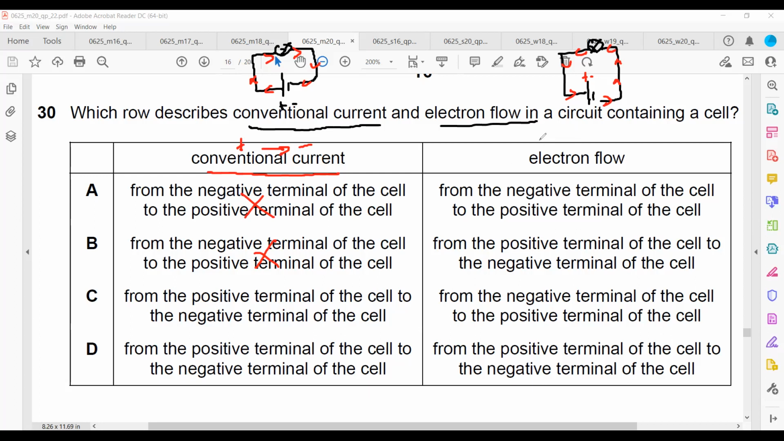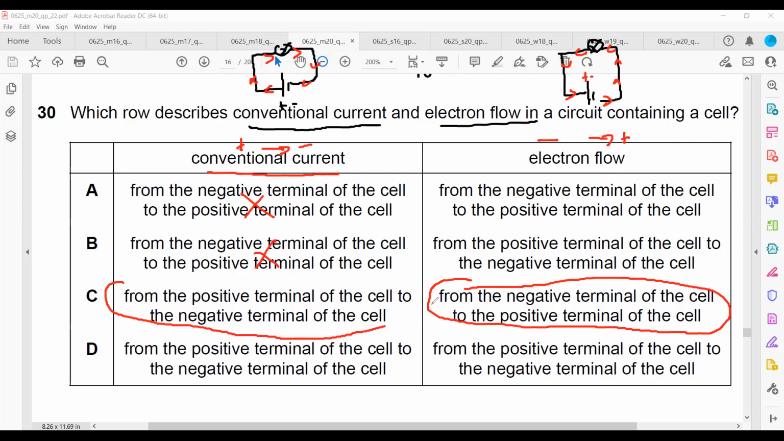What about electron flow? Electron flow is from negative to positive. So negative terminal of the cell to the positive terminal. So this option is correct. And here positive to negative, the conventional current, that is correct. So which is the right option? C is the right option. Is it clear, this part? The electron flow and the conventional current?